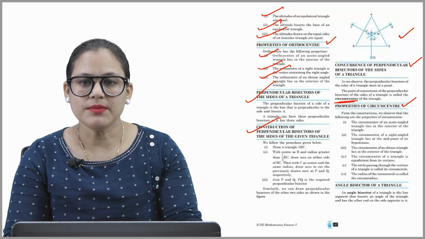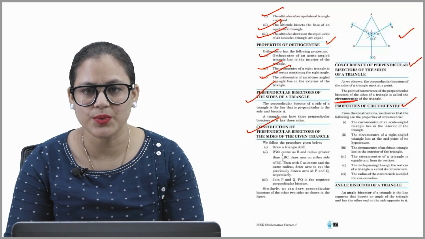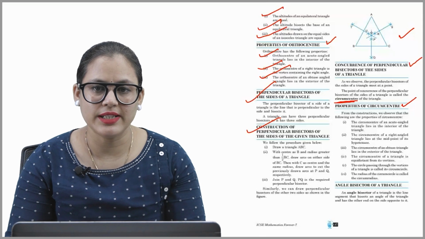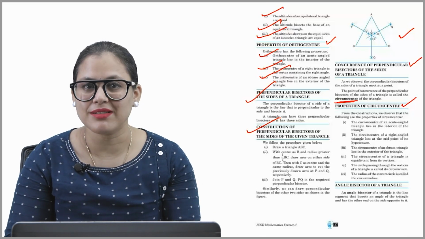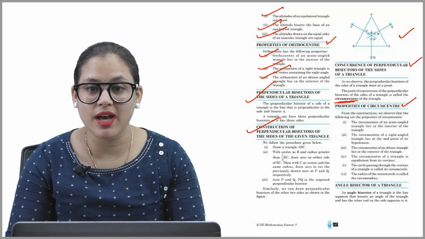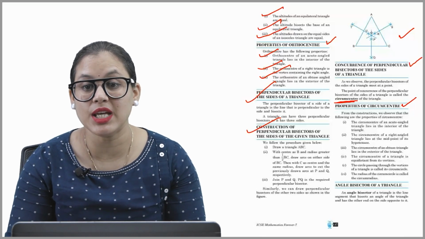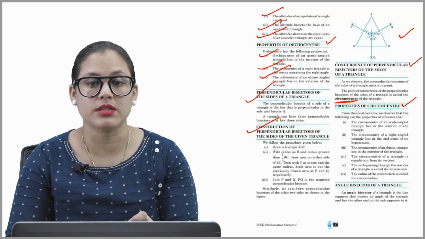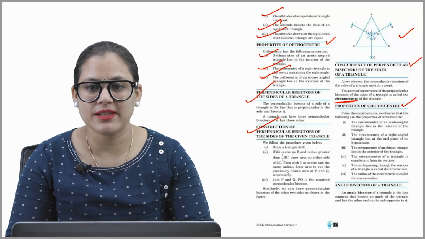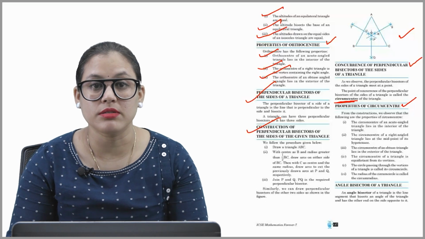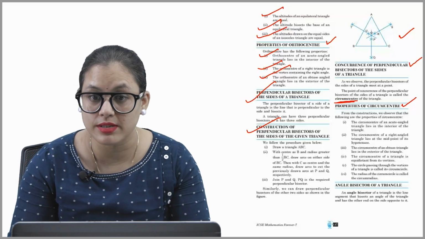Number 1, the circumcenter of an acute angle triangle lies in the interior of the triangle. 2, the circumcenter of a right angle triangle lies at the midpoint of its hypotenuse. 3, the circumcenter of an obtuse triangle lies in the exterior of the triangle. And 4, the circumcenter of a triangle is equidistant from its vertices. Equidistant means at equal distance. 5, the circle passing through the vertices of a triangle is called a circumcircle. And 6, the radius of circumcircle is called the circumradius.